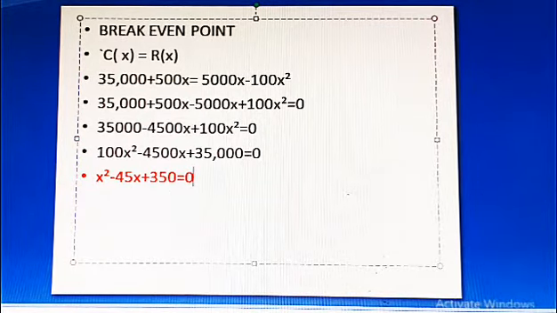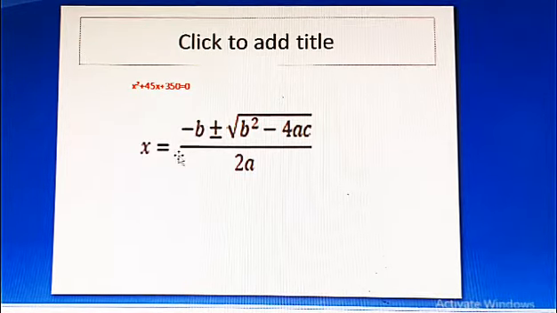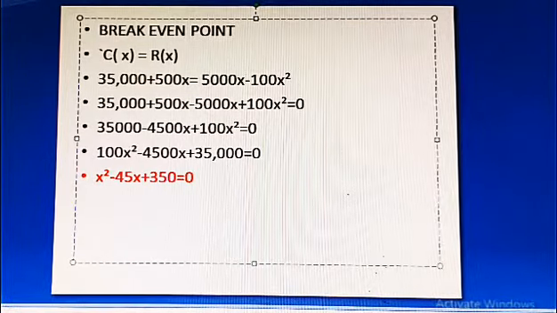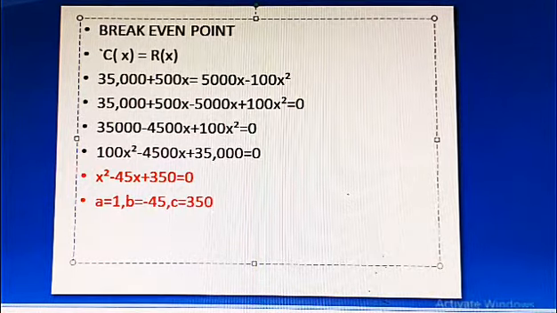Okay. Now what we are going to do is we'll use the formula for the quadratic equation. We all know the formula for quadratic equation, right? x equals minus b plus or minus square root of b square minus 4ac, the whole term divided by 2a. This is the formula. So here what will be a, students? A is 1, am I right? A is equal to 1, and then b is equal to negative 45. C is equal to 350.